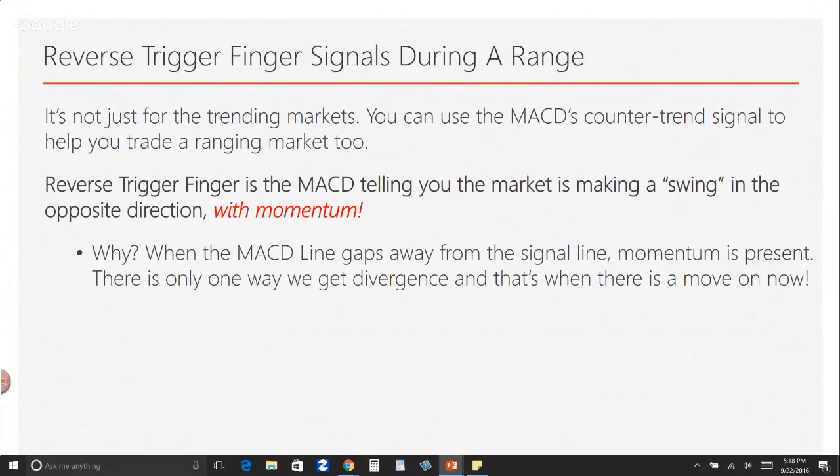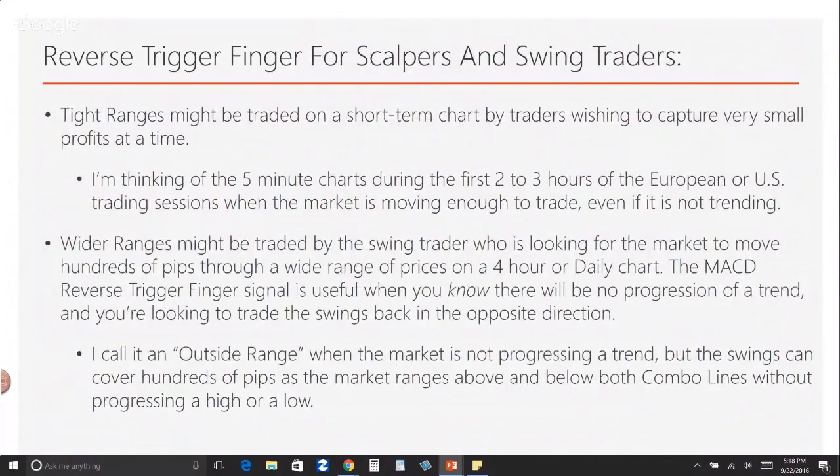Why? When the MACD line gaps away from the signal line, momentum is present. There's only one way we get divergence, and that's when there's a move on right now. So it's a very strong signal, and it works very well for a range trader that is watching the market swing in the opposite direction as it works through a range. So we can see the reverse trigger finger can be very useful for scalpers and also for swing traders.